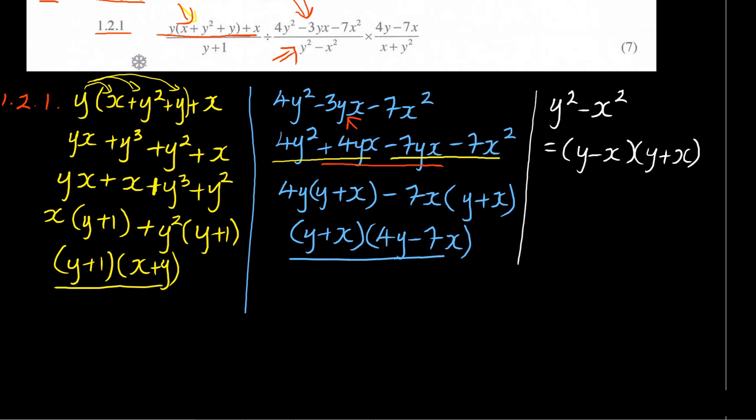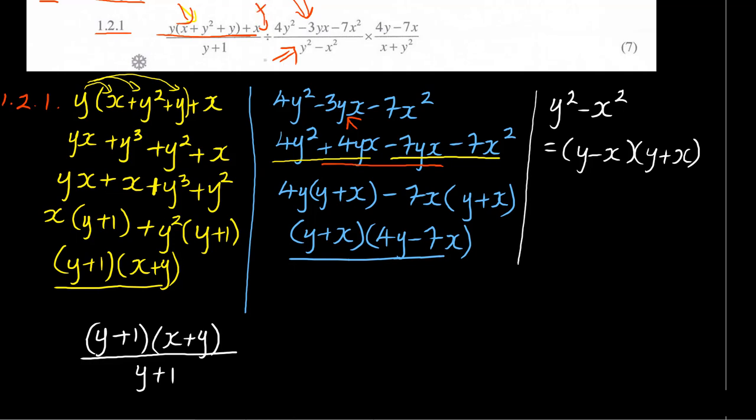So the first one, we saw that it can be simplified into y plus 1 and x plus y all over y plus 1. Now when we're going to use a division, what you must remember is you can change the division sign. This division sign can change into a multiplication sign.